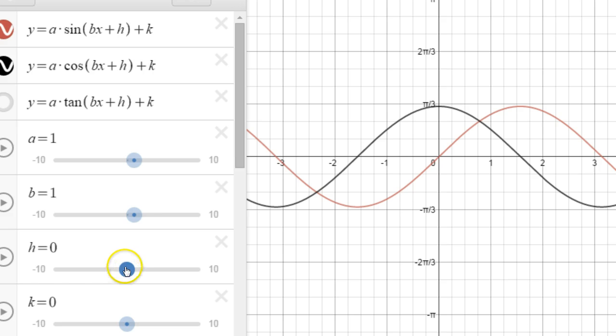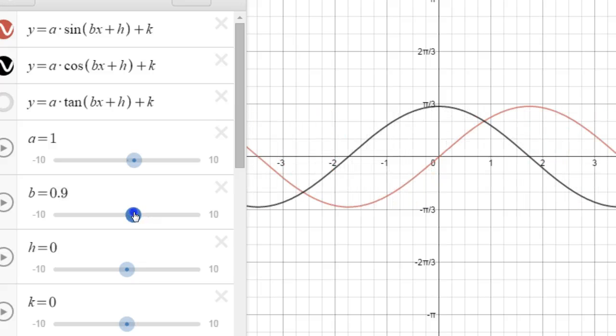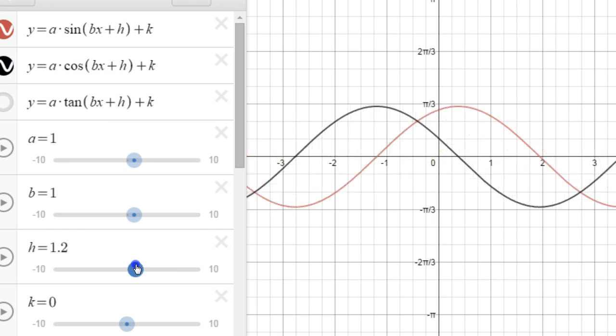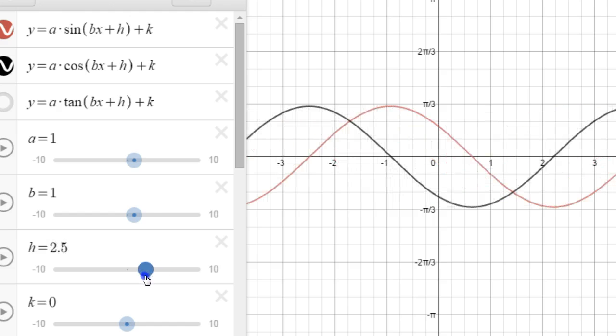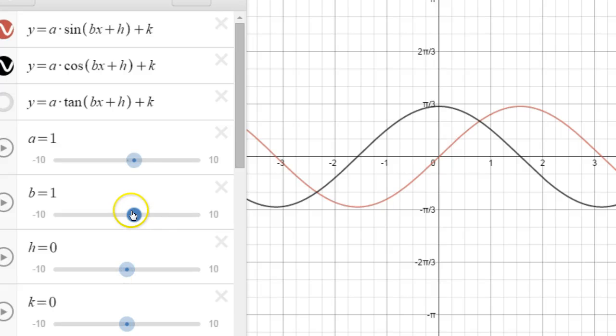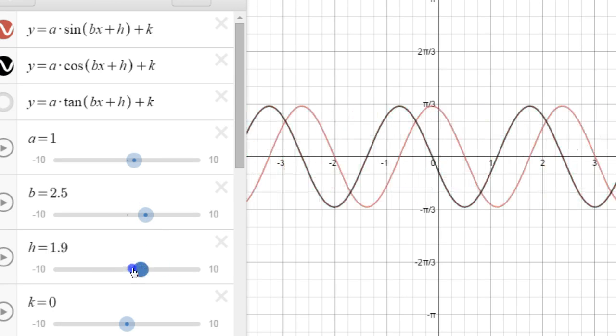So B actually controls the period. And I believe the formula is in your book. I believe it's 2 pi divided by b. So you take this number and you divide it into 2 pi for cosine and sine. And then with h, you could change the phase shift right there. So that's actually really kind of cool. Normally h is just 0. And if you change these, you can change how it moves.